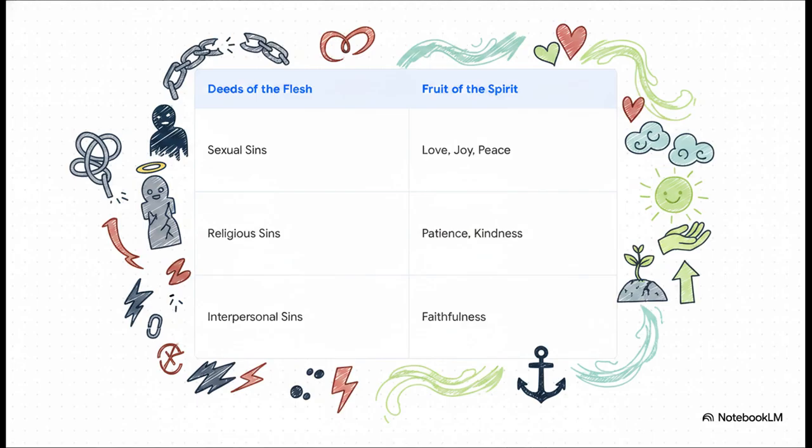Shifting over to the pollution aspect, the source contrasts the deeply corrupting deeds of the flesh against their antidote, the fruit of the Spirit. The lecture categorizes this pollution into sexual sins, religious sins like idolatry, and, very heavily, interpersonal sins like enmity and strife. And these are directly countered by spiritual fruits like love, patience, and faithfulness.